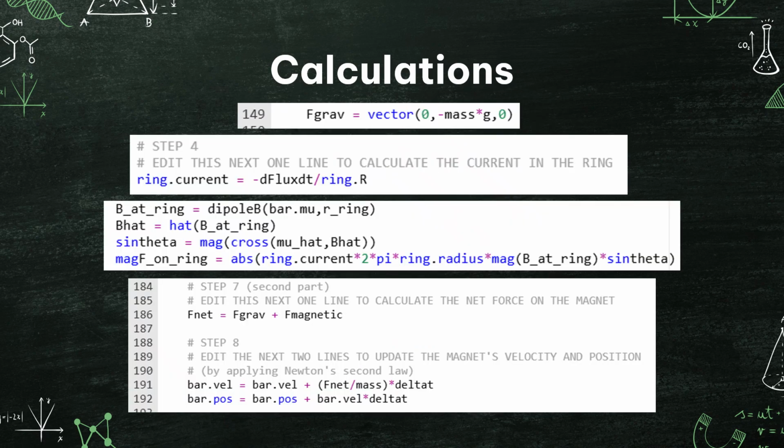Now some more of the calculations are the gravitational force, and also the current of the ring, which is found by using the flux function found on the last slide, and then using the current of the ring to find the magnitude of the force on the ring. And then once you get this force, you add it to the force of gravity, and that gets the net force. Using this net force, we can go back to physics 1 and do the velocity update formula, and then use that for the position update formula.